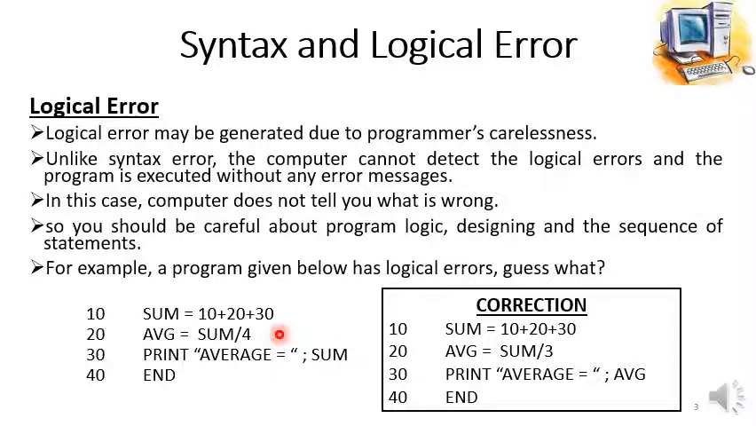This is the programmer's responsibility to identify the logical errors in the program and to remove those logical errors, because the compiler or the computer cannot detect or identify the logical errors in the program. So these were the two types of errors in programming which normally occur. The first one is syntax error, which is related to the grammar of the language, and the second one is the logical error, which is related to the logic of the program.